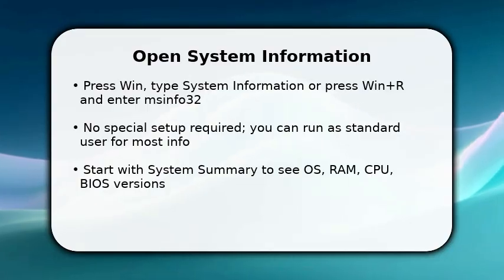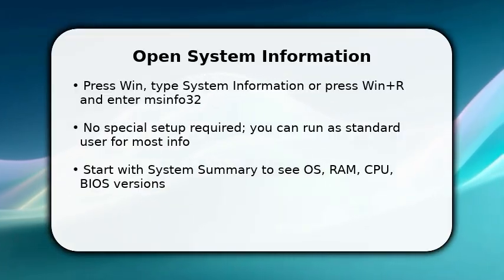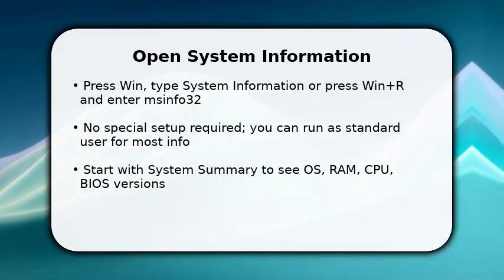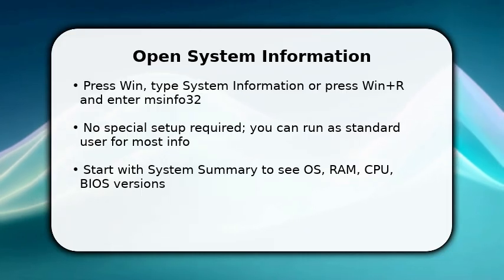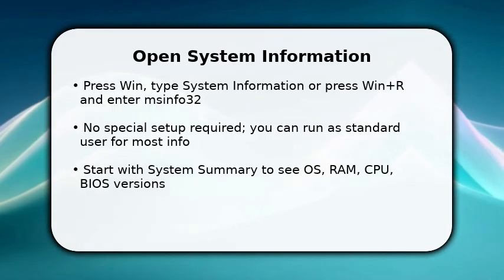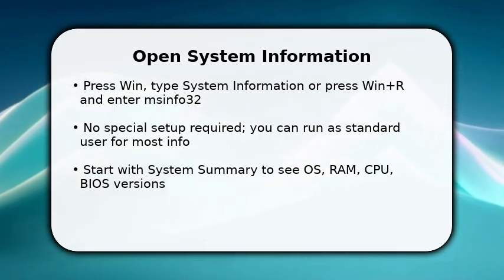You begin by opening system information because it centralizes hardware and software details. Press the Windows key, type system information, or press Win plus R and enter msinfo32. Once done, the app loads a system summary showing the OS build, installed RAM, processor, and BIOS date.